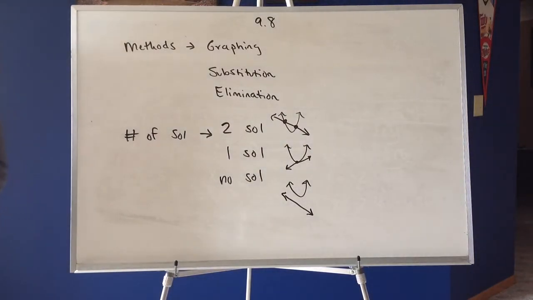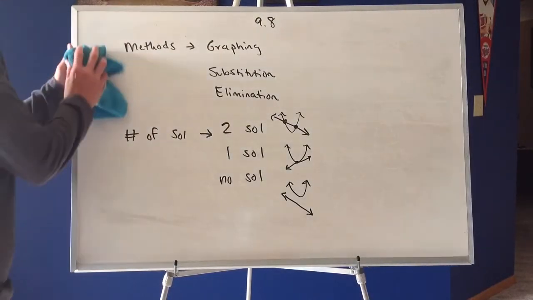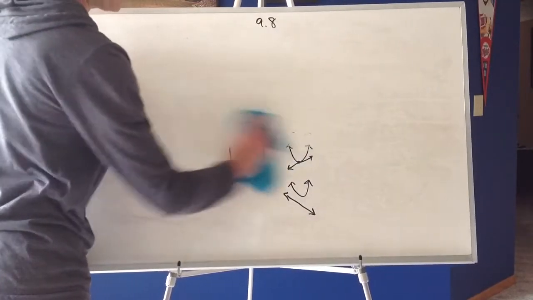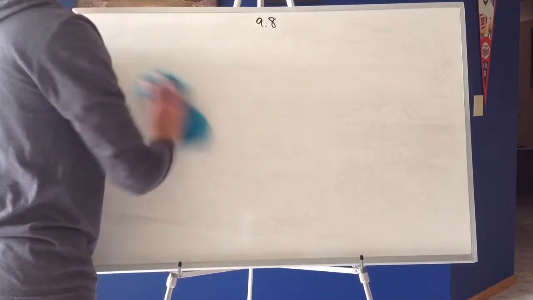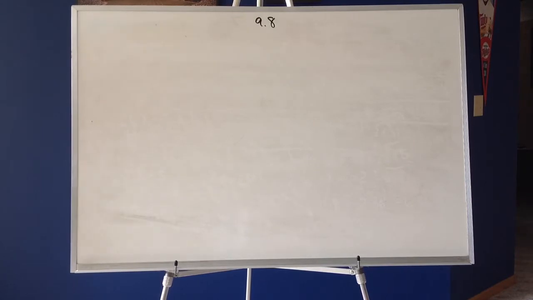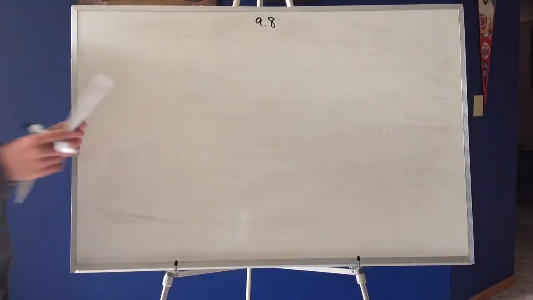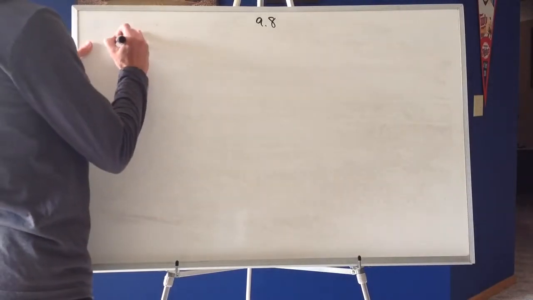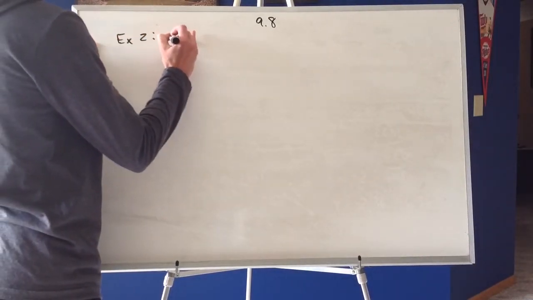Again, we're going to skip the graphing ones and jump right to example 2 and show you the substitution and elimination. Those are algebra based, which I just think will be a little bit easier for us right now with everything going on. So first one, example 2a.